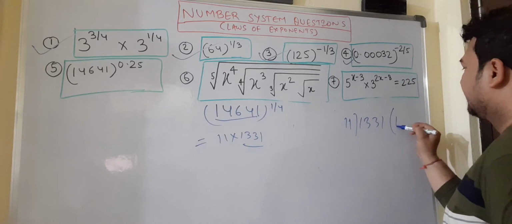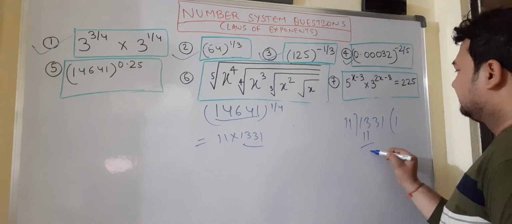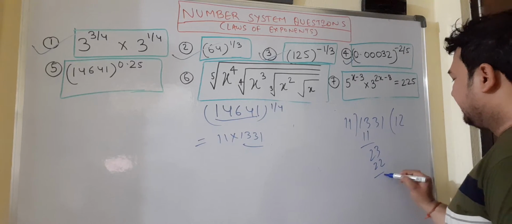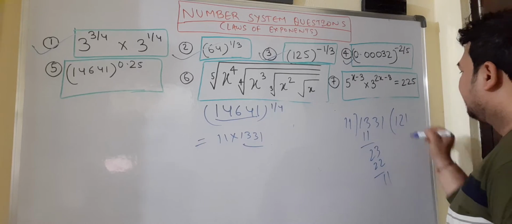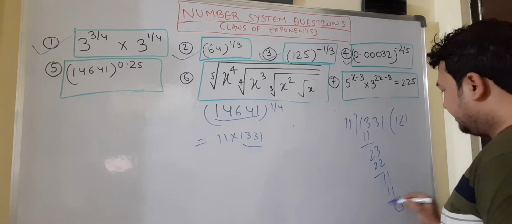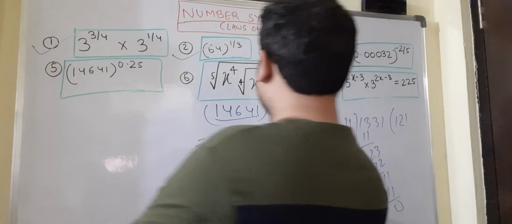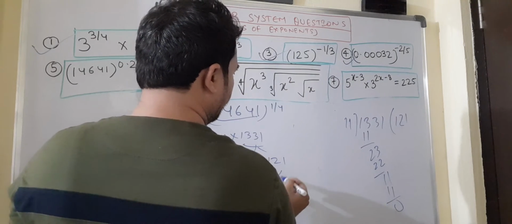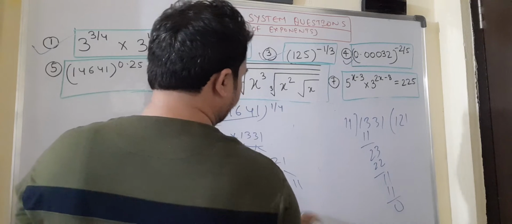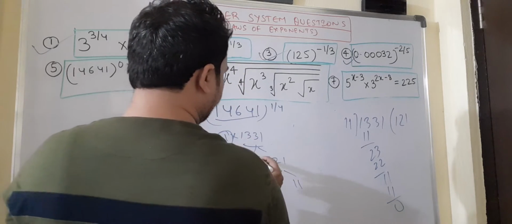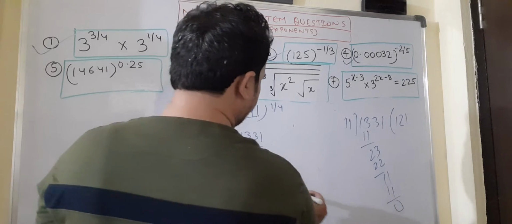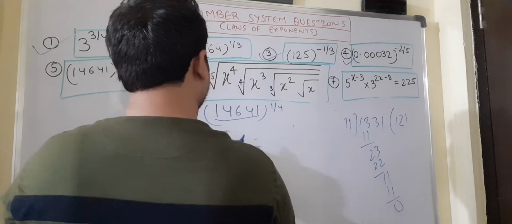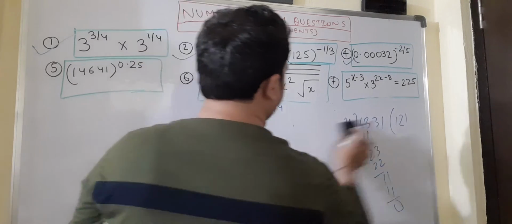11 times 11 is 121, remainder 0. So you can further write it as 11 into 121. 121 is what? 11 into 11. So you find it as 11 into 11 into 11 into 11. If you multiply 11 four times, you get this number.